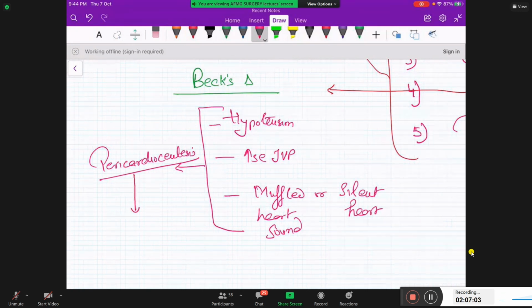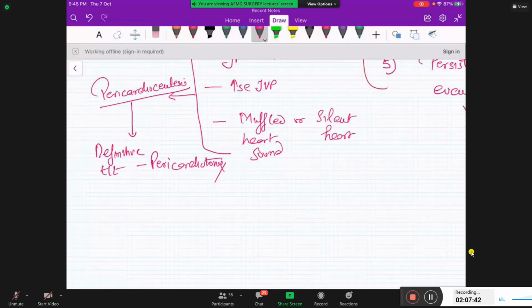After this is the immediate step, but the definitive treatment is pericardiotomy. What is pericardiotomy? Opening of the pericardium, evacuating blood, and then closing it back. So this is how we will make out that it's a cardiac tamponade. So these are some of the important points we need to know.